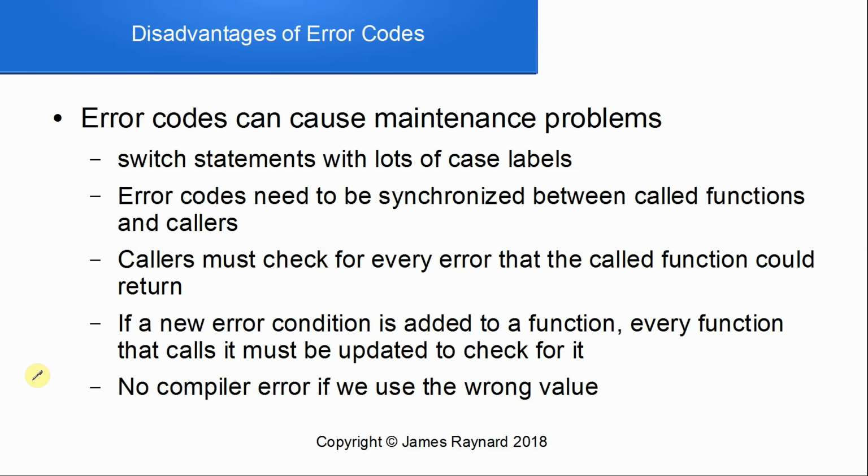Then finally, these values are all ints, so the compiler will be perfectly happy so long as that value is something that can be represented by an int. So we can put any number in there and the compiler won't complain. So if we return the wrong error code, or if we return a number that's not corresponding to any particular error code, then the compiler will pass it through, and then we find out when the code runs and we get strange error reports.